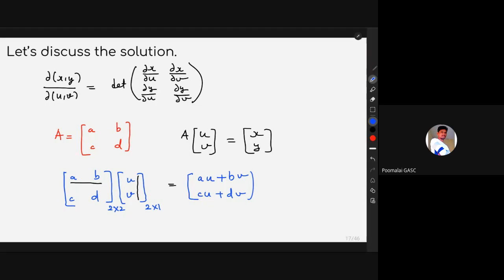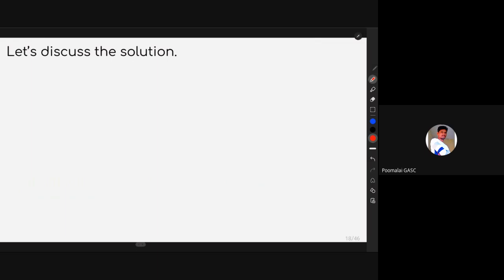Okay, now we compare this with the right hand side given, which is XY. So what will this give us? Let me use another page. This gives us a description of X in terms of A, B, U, V: A times U plus B times V, and a description of Y also in terms of U and V, which is CU plus DV. So now we get the explicit description of XY in terms of UV.